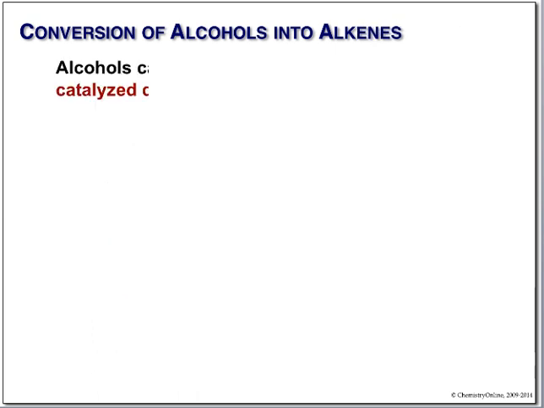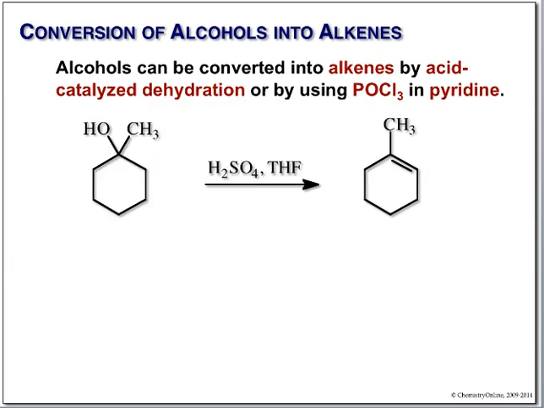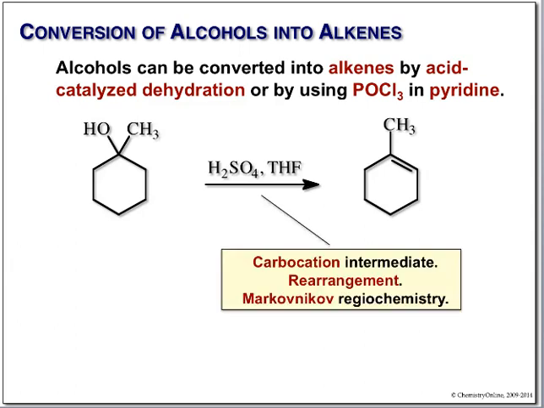All right, let's go back in history. When we were making alkenes, again, the brutal way. We said we could take an alcohol, strong acid of some sort, and simply make our alkene. We know that this reaction involves a carbocation. We can get rearrangement, and we wind up with Markovnikov regiochemistry.